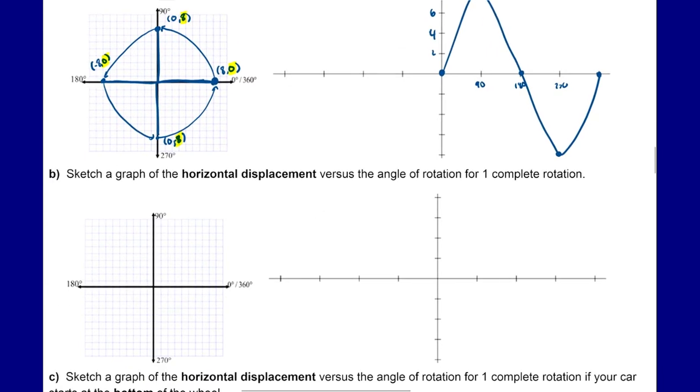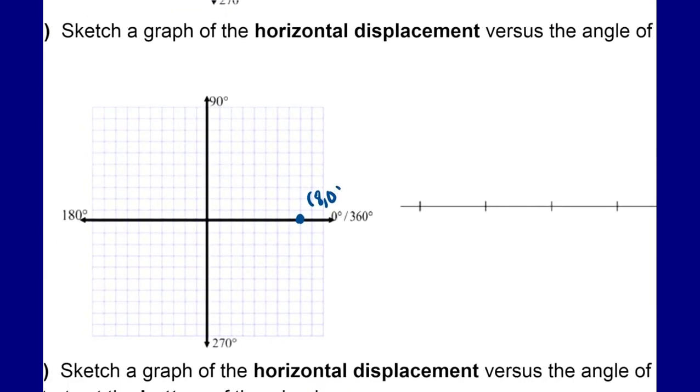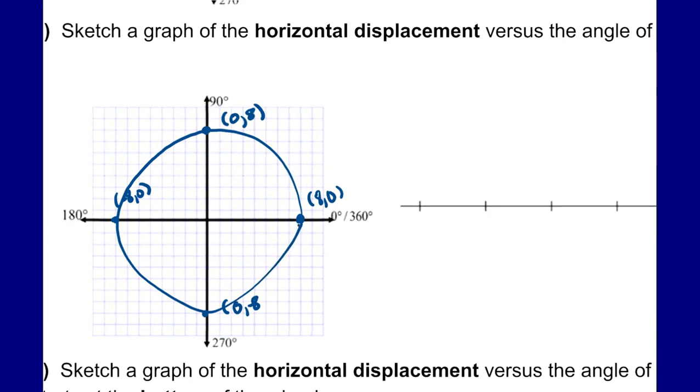Now for the horizontal displacement, it's going to be the exact same kind of graph or diagram, right? We're going to start over here at 8, 0. We're going to go up to 0, 8. We're going to come down to -8, 0. We're going to go down to 0, -8. We're going to go counterclockwise. Should be a nice complete circle, but in this case, obviously, my sketching is not great, but we get the idea.